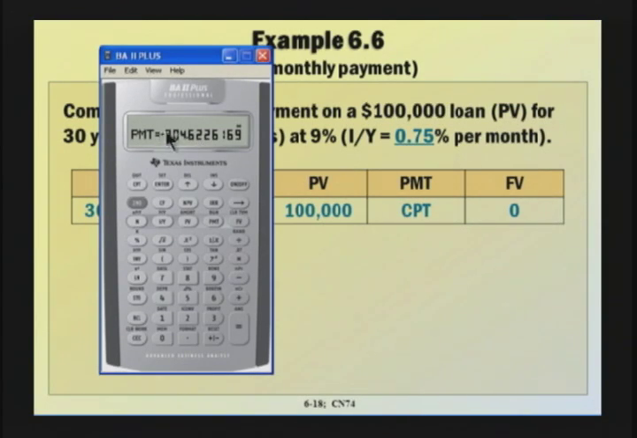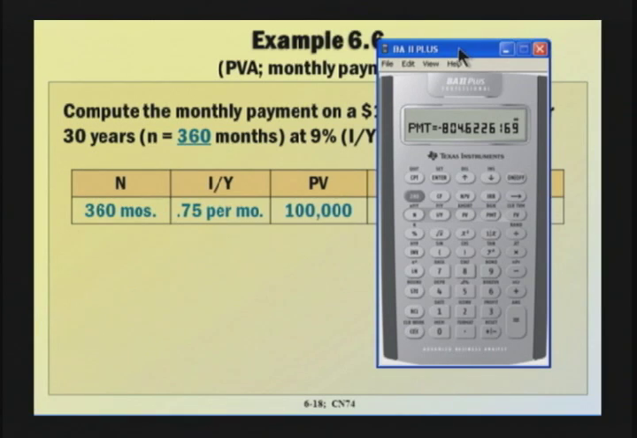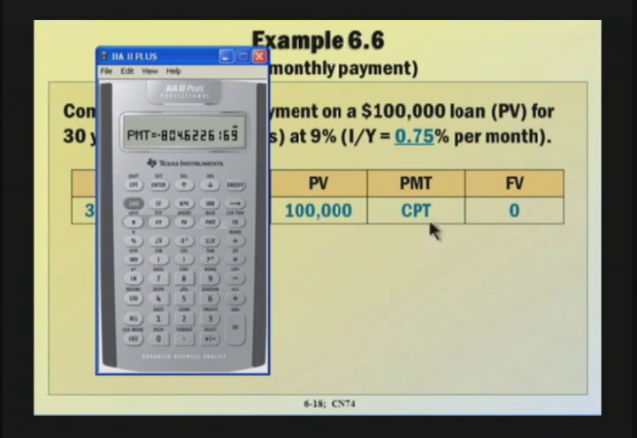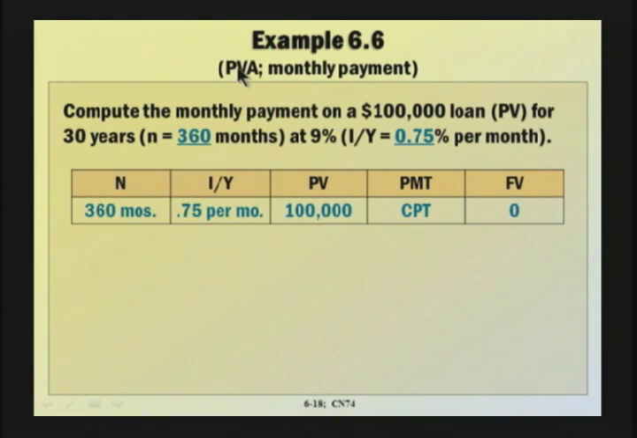804.62 with a minus sign in front of it, meaning that I will pay that out. The calculator doesn't know if it's telling me that I'll pay this annually or monthly or quarterly or what. I know it's monthly because I put in a monthly number of periods and a monthly interest rate. Then the computed payment will be the amount I'll pay per month, $804.62. So I know it's monthly.